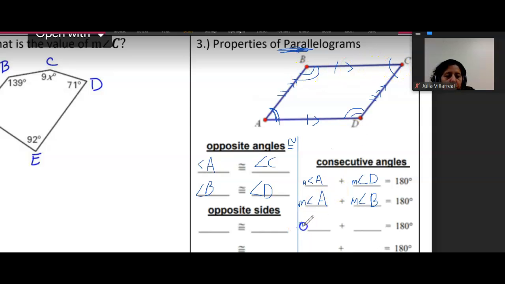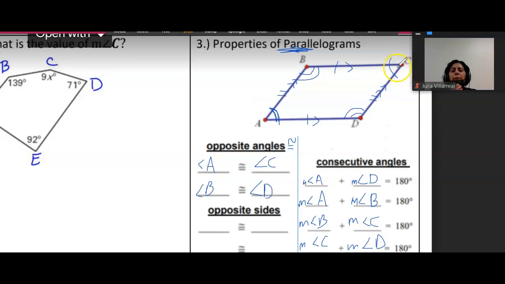So the measure of angle B plus the measure of angle C also equals 180. And then C and D are also consecutive angles, sorry. They're supplementary because they equal 180. So the measure of angle C plus the measure of angle D equals 180.